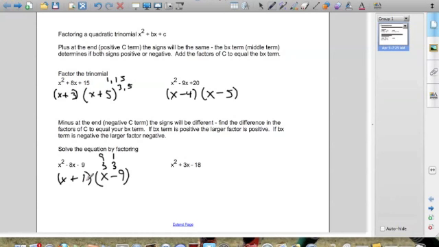Now let's just double check. 1 times x is 1x. x times 9 is a negative 9x. That gets me back to 8x. 1 times a negative 9 gets me back to a negative 9.